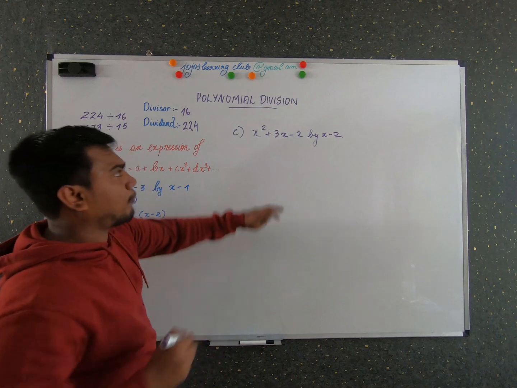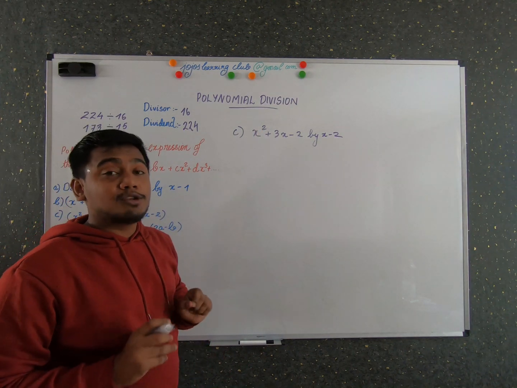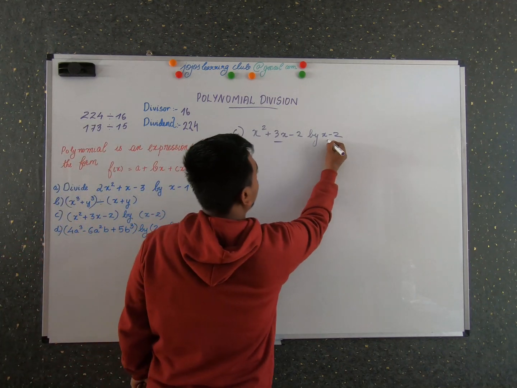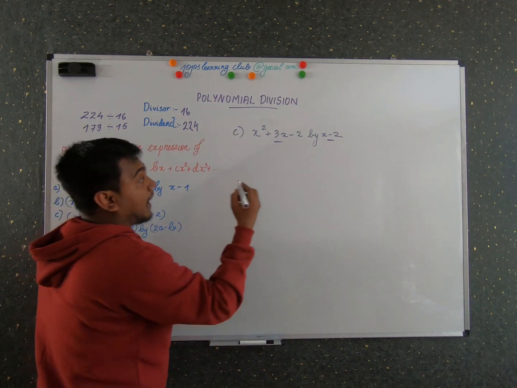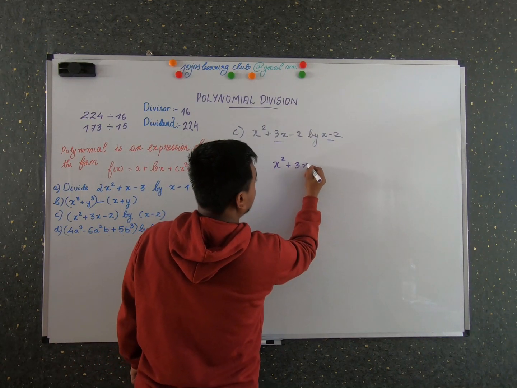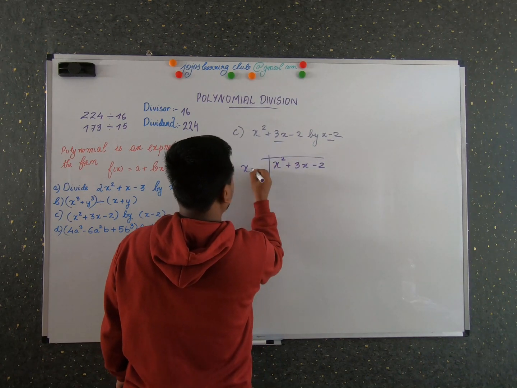So what kind of polynomial is it? When 2 is the highest power, then you call it a quadratic equation. So this is a quadratic equation given here, right? But we have to do the polynomial division. So x square plus 3x minus 2, and we are going to divide it by x minus 2.